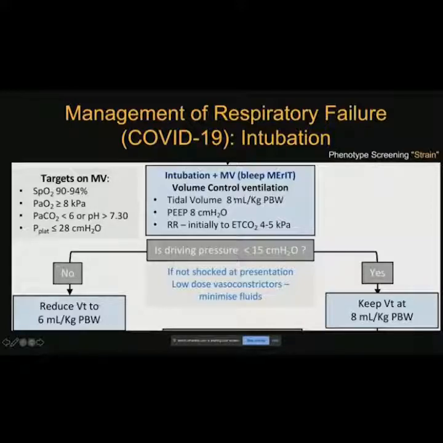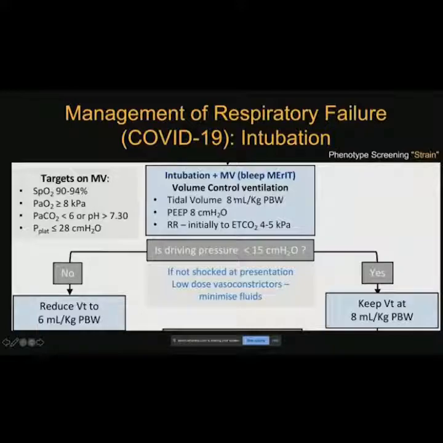So the author also has this diagram in which he looks at specific markers. You want to keep a tidal volume of 8 cc's per kilogram of ideal body weight. And then you look at the driving pressure, and driving pressure is the difference between the plateau pressure and the PEEP. So essentially, it's calculating the amount of work to open up an alveoli.